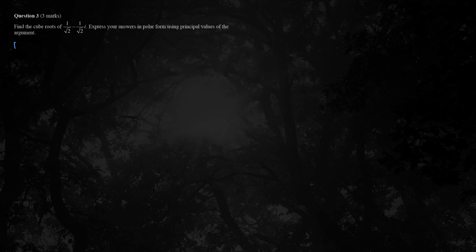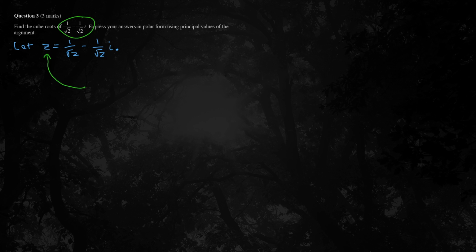So to get started, let's just give a name to the number that we're studying. So let z equal 1 over root 2 minus 1 over root 2 i. As a general rule, if we need to find out some property or attribute of an object, it's a really good idea to just give it a name. So that's what we've done here, just calling it z.